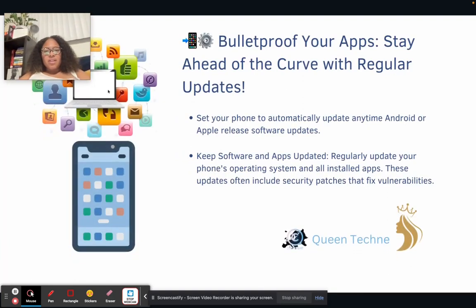And then also, another way to bulletproof your phone is to bulletproof your apps by staying ahead of the curve with regular updates. So, whenever your Apple phone or your Android phone releases any type of software update, you want to make sure that you update your phone immediately, because a lot of times there are security patches and other things that are included in that software update. So you always want to keep your software updated, and you also want to make sure that you update any apps on your phone.